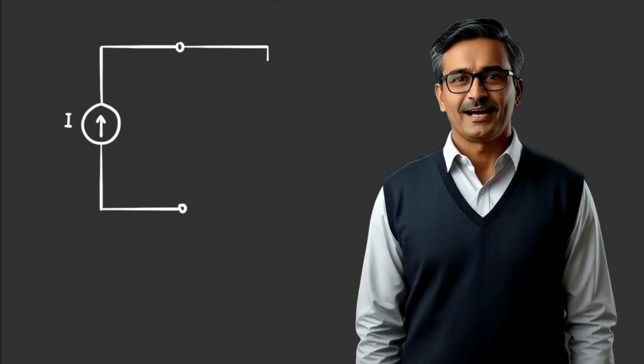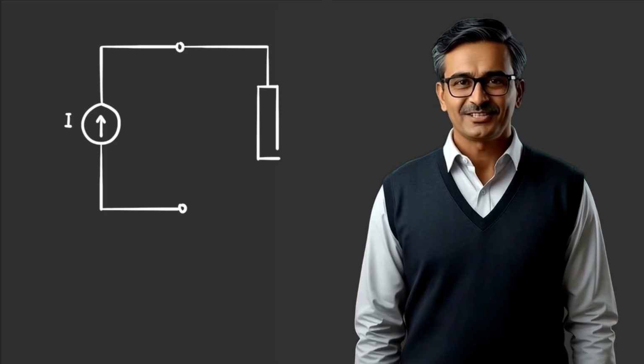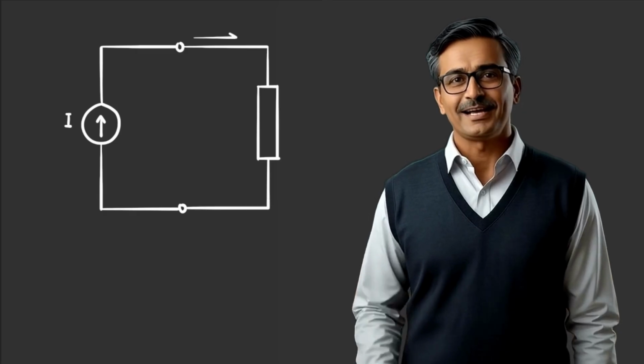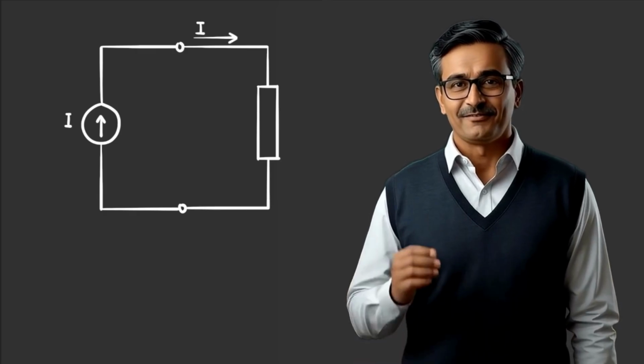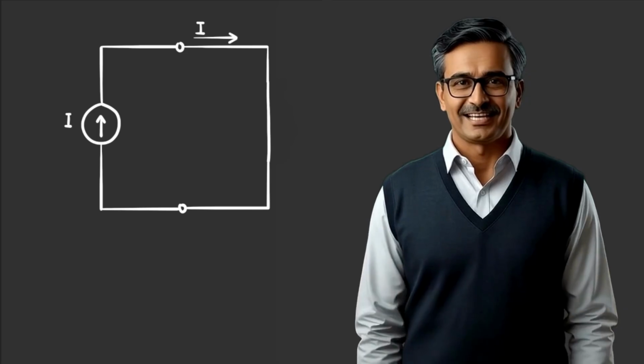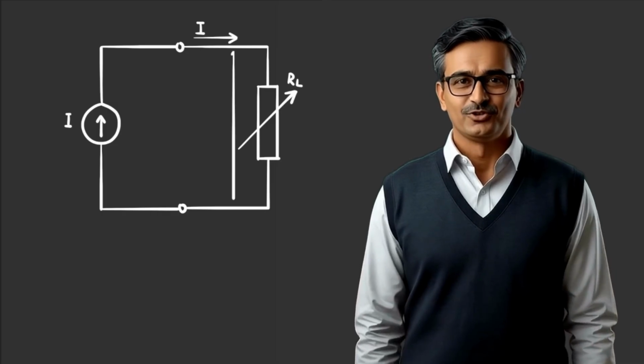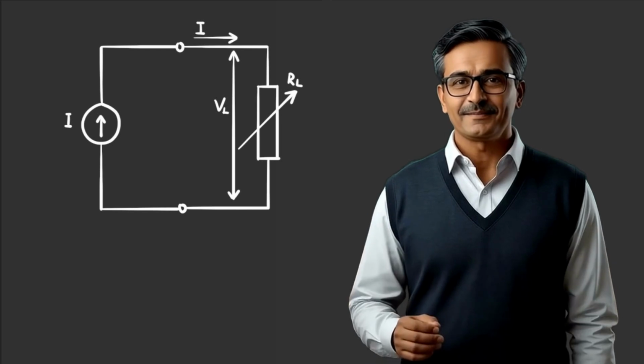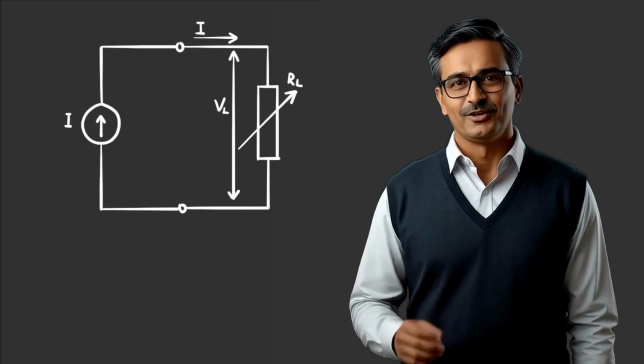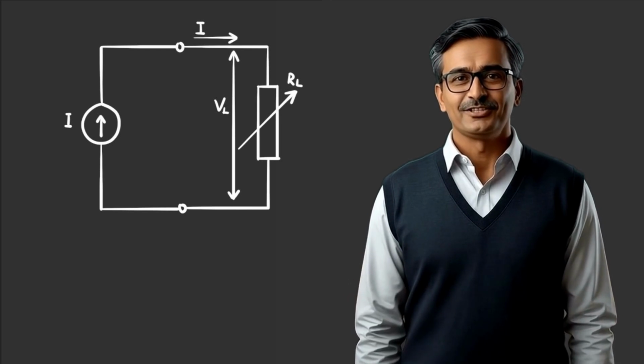Now imagine we connect a load across an ideal current source. The current remains the same. Even if we short circuit the source, it still gives the same current. But when the load resistance changes, the voltage across the source changes according to Ohm's law. Why does this happen? Because the current is constant, but the resistance changes, so the voltage must change.